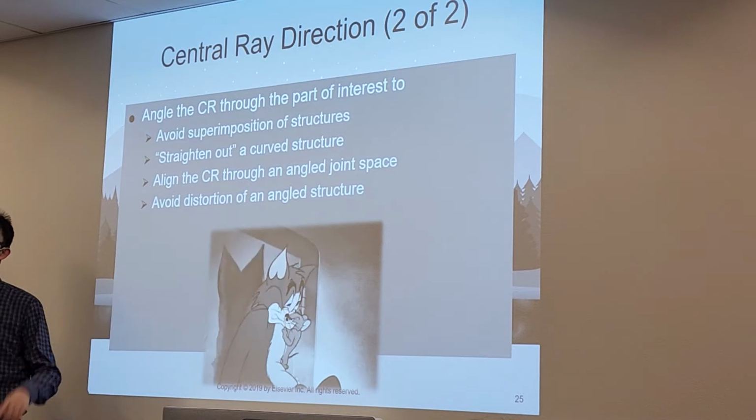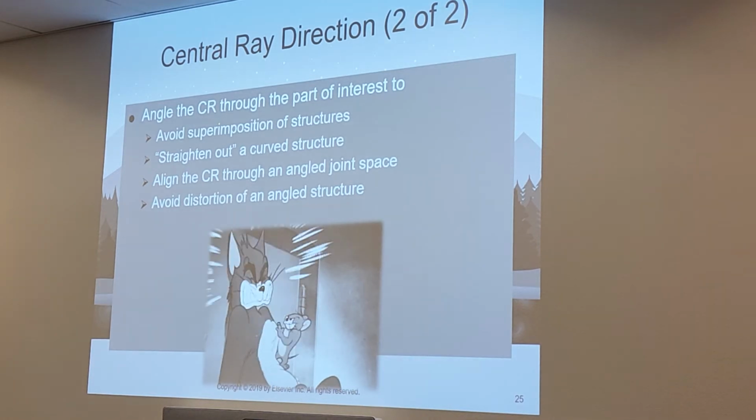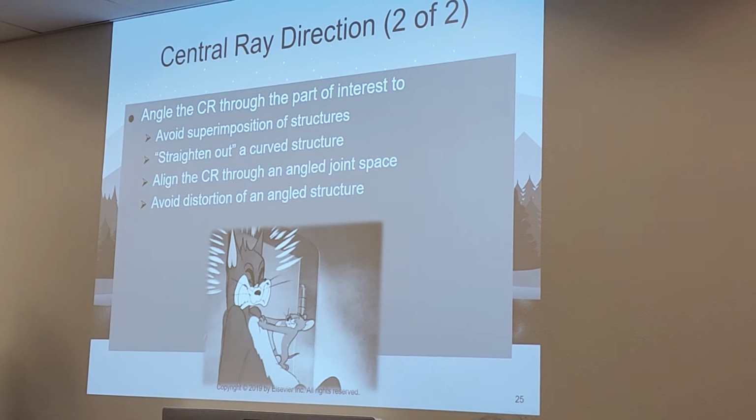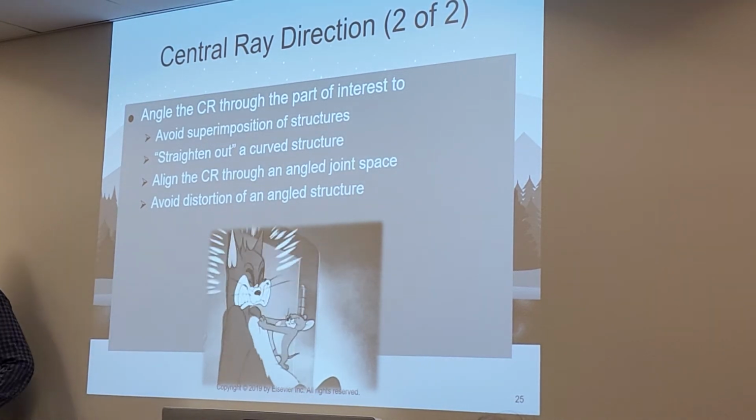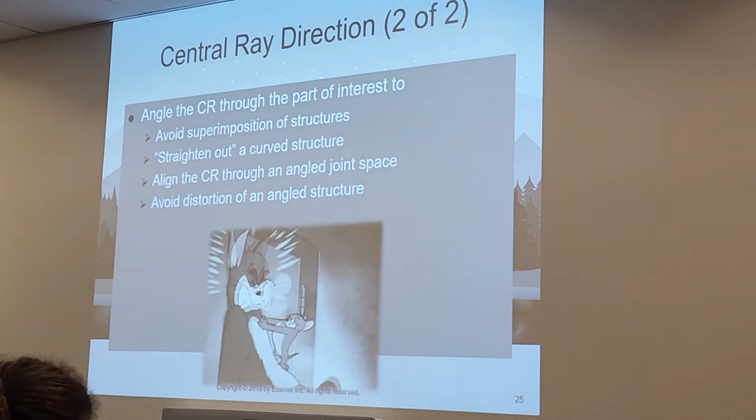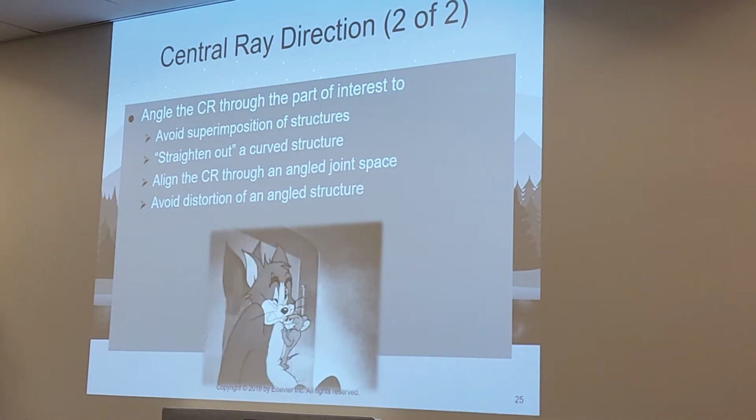And then sometimes we angle because we want to avoid distortion of an angled structure. So not all things in the body are going to be nice and flat. Some things are at angles. And so we angle to straighten them out, keep them from looking strange on the image. So, reasons to angle.